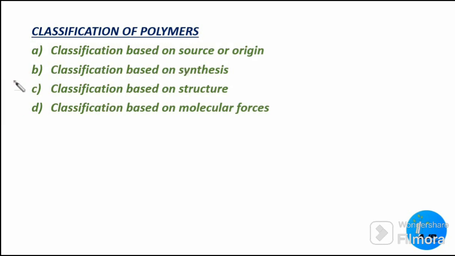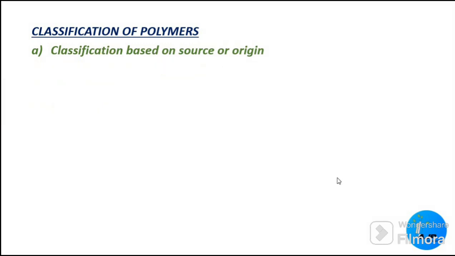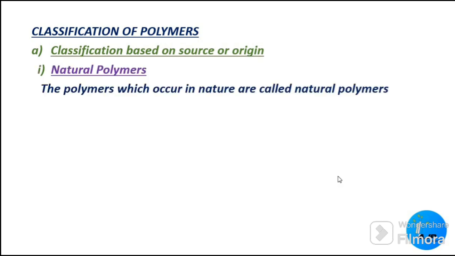The first one is classification based on source or origin. Under this classification we have three categories. The first one is natural polymers. So what are natural polymers? From the name itself it's possible to understand, right? The polymers which occur in nature are called natural polymers. These are substances of natural origin, found in nature mainly in plants and animals.